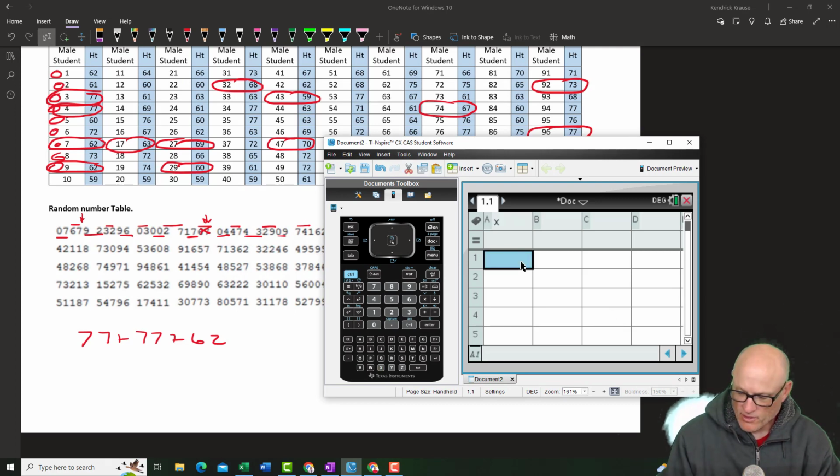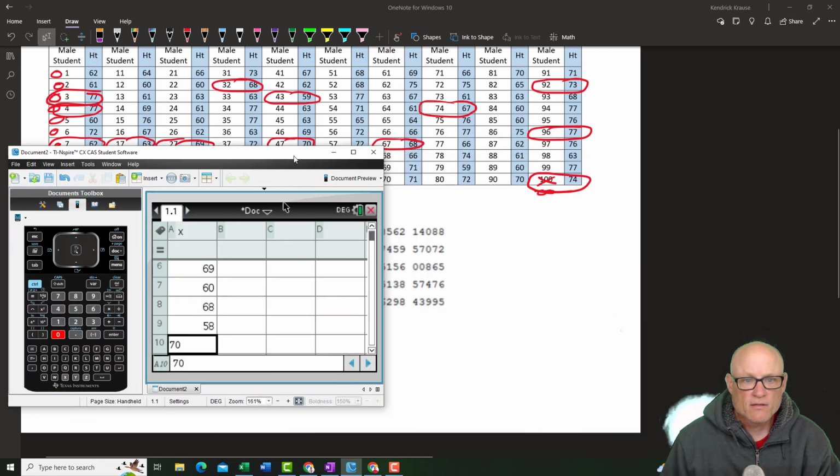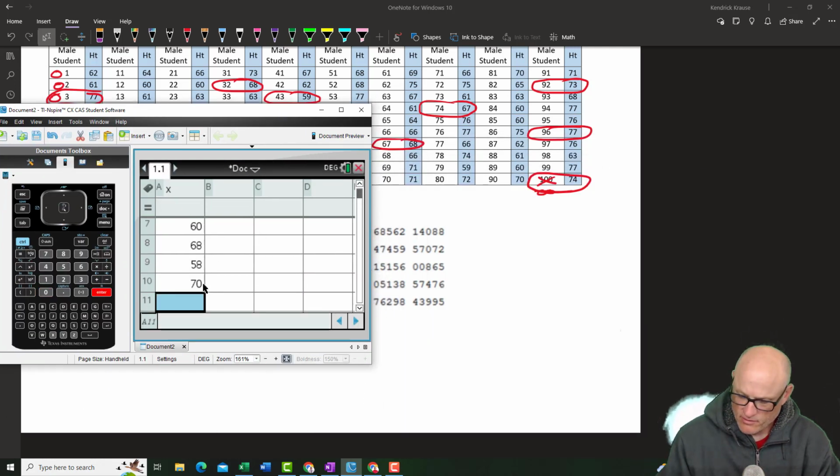X. So I got 77 and 77 and 62 and 62 and 63 and 27. Oops, not 27. 27 would be a very short person. 69, 60, 68, 59, 70, 68, 67, 73, 77, and 74. So that's all of them.